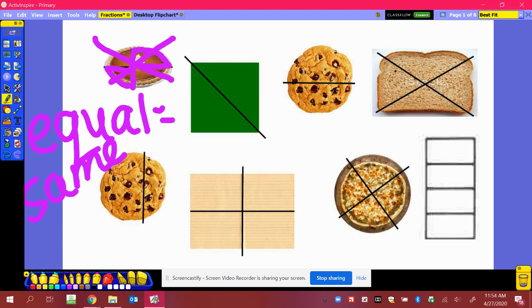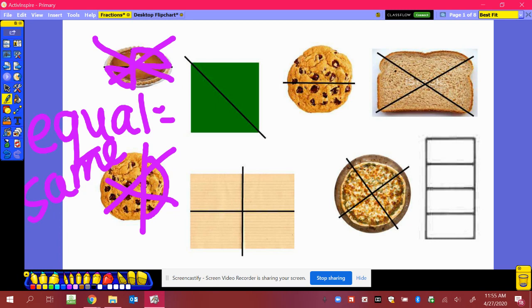And look at this cookie down here. The cookie is cut right here. If I was to give you this side, and I was to eat the other side, do you think that would be very fair? No, I don't think you would want that little tiny piece. You would probably want that big piece. And they are not equal, so it's not a fair share.